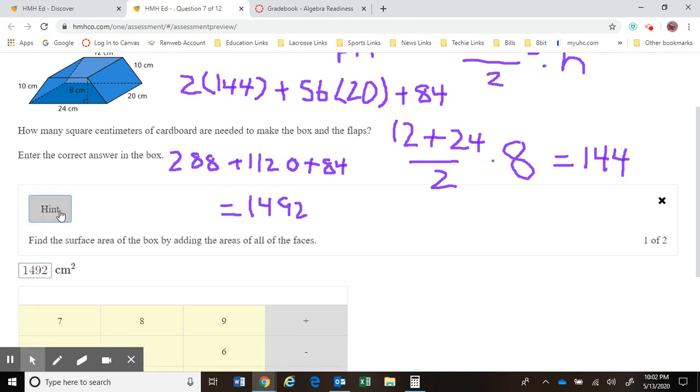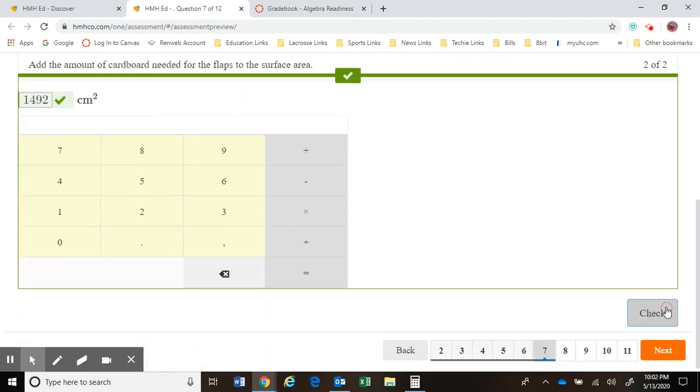And of course, if you want to see the hint, add all the area, the boxes, add the amount needed for the flaps, and that's what I did last. Check it, and we're good. All right, moving on. Question 8.